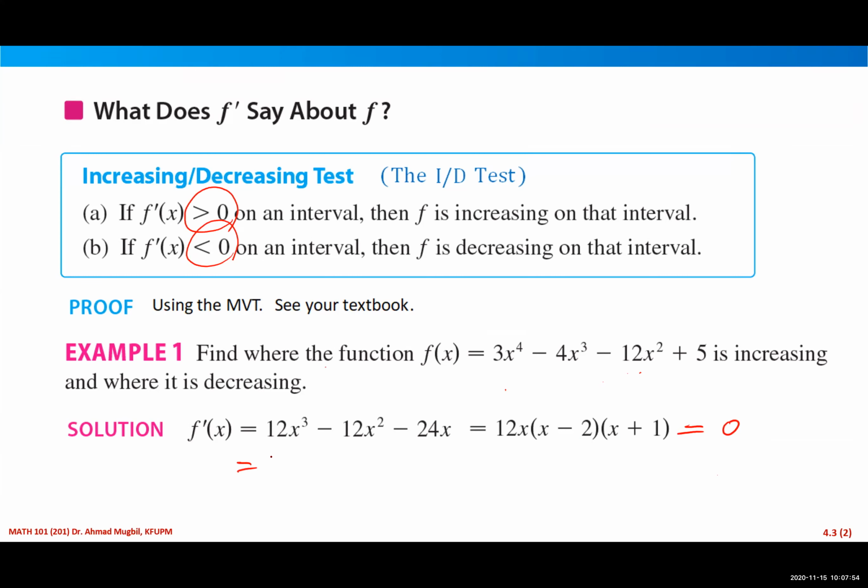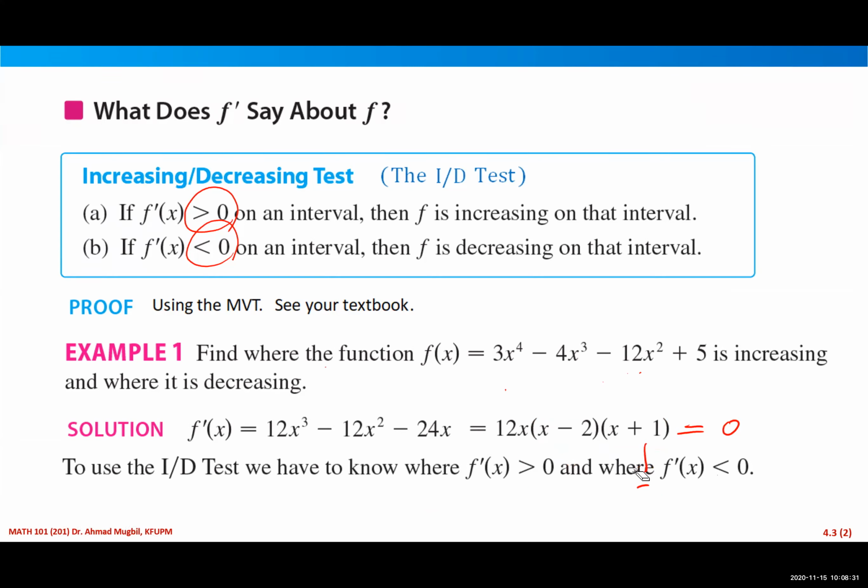So take 12x as a common factor. What are we left with? x squared minus x minus 2. Factor this trinomial. Factoring this trinomial will give you these two factors. Now you need to put this equal to 0. So what are the zeros of this function? 0 and 2 and negative 1. So these are the zeros.